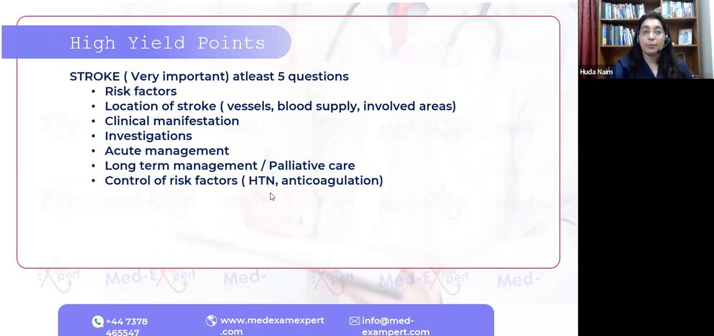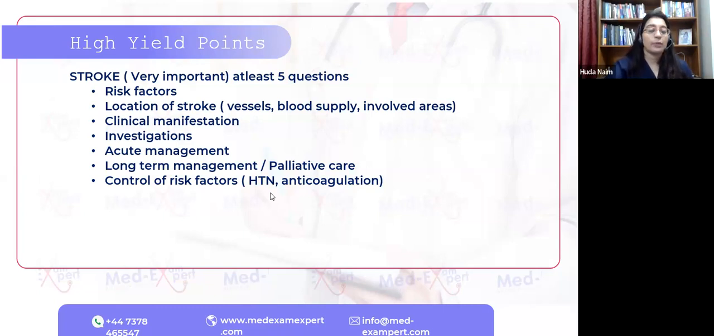Okay, so very important. You will have at least five questions regarding stroke on any MRCP exam that you come across. They'll ask you a lot of things. They can ask you about the risk factors of stroke. They could ask you about the location, like I told you, the blood vessels, the blood supply, and the areas involved. And the clinical manifestations are very important. They could have given you that this was the ischemia of the vertebral artery. Where would you see the lesion? They could ask you the lesion, and they could tell you the blood supply, or they could tell you the blood supply and ask you the lesion.